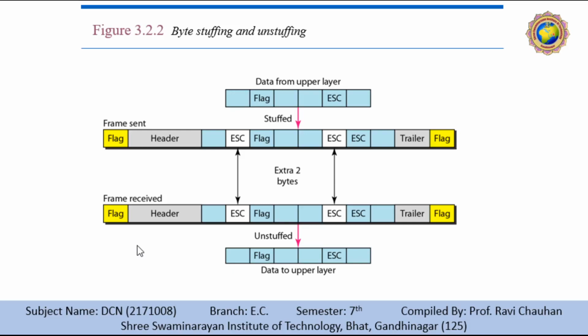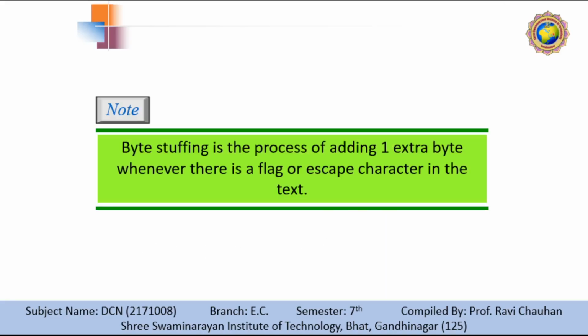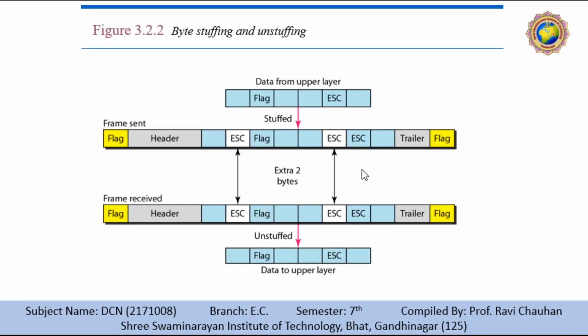Our figure shows this situation. Here there is an extra escape, then an escape, which shows that our escape is part of our data. So the receiver does not remove these escape characters. So we can say that byte stuffing is the process of adding one extra byte whenever there is a flag or an escape character in the text.